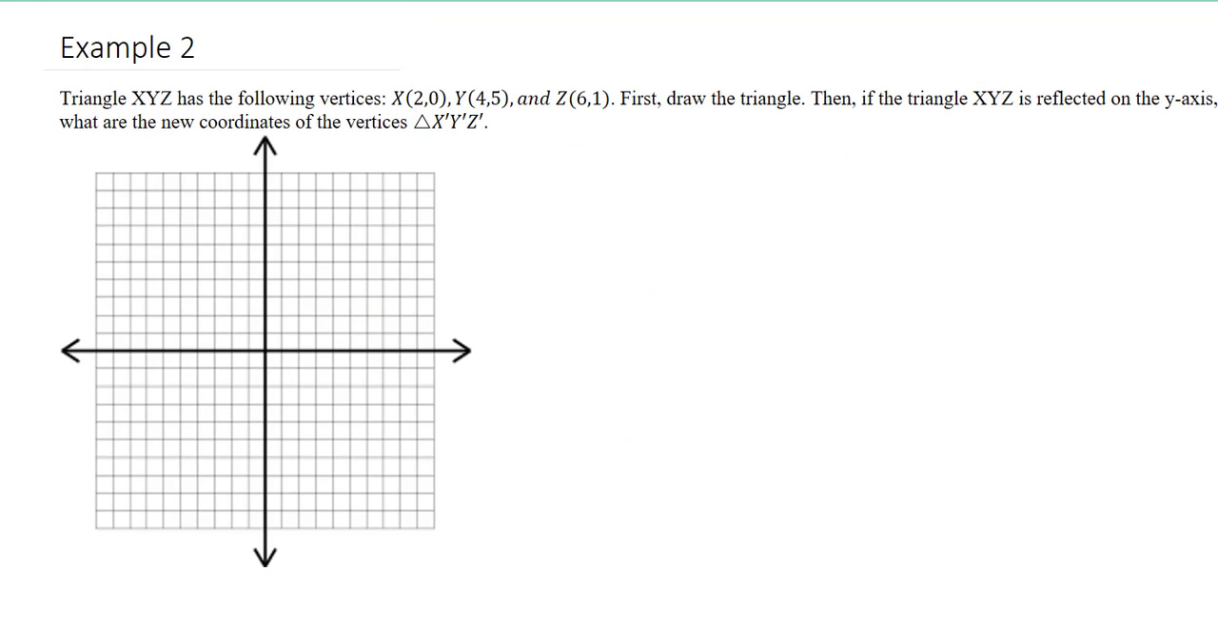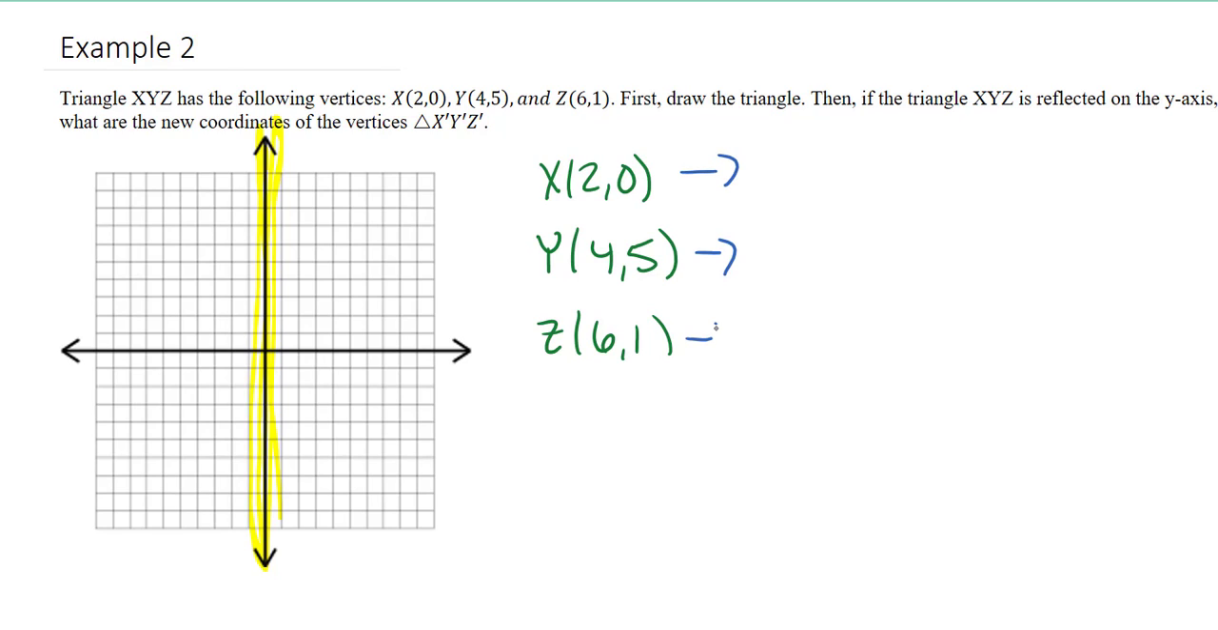Example 2. So triangle XYZ has the following vertices. We have X, which is (2, 0), Y, which is (4, 5), Z, which is (6, 1). First, we're going to draw the triangle. Then if the triangle XYZ is reflected on the y-axis, what are the new coordinates of the vertices? So Y is going up and down, right? That's our y-axis.